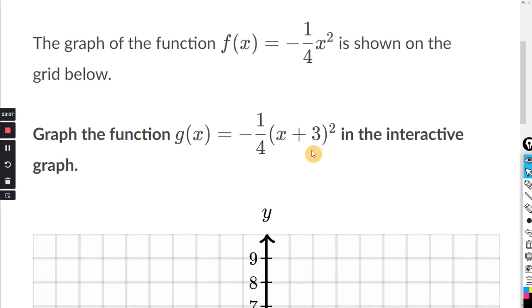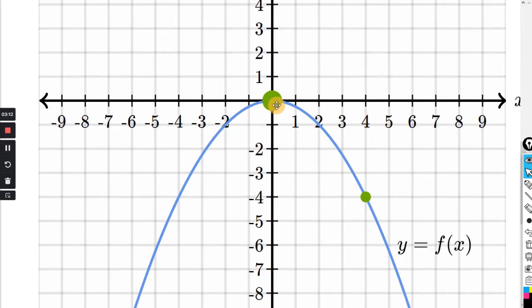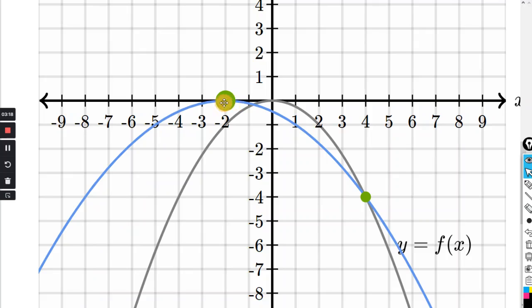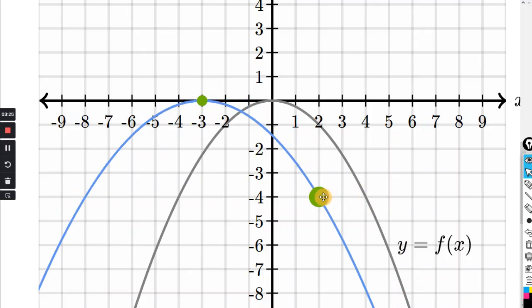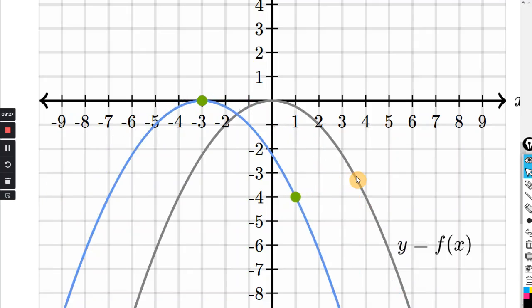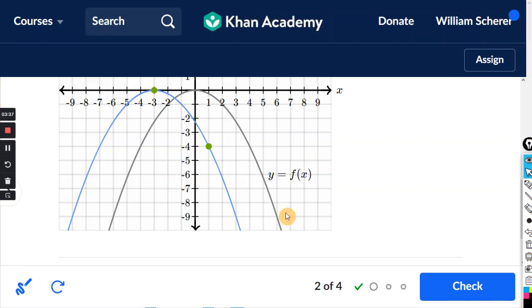And we said the plus 3 makes it shift left. So I'm going to take this dot and move exactly 3 units left: 1, 2, 3. And the other dot, same thing: 1, 2, 3. You can see now they are exactly the same parabola, except one of them moved left by 3 units. So that's it.